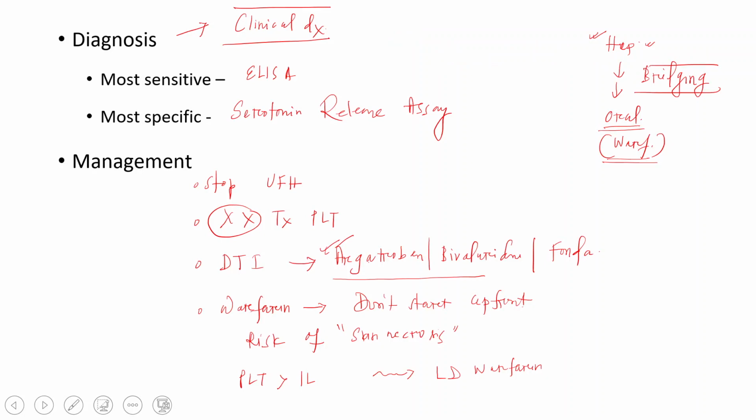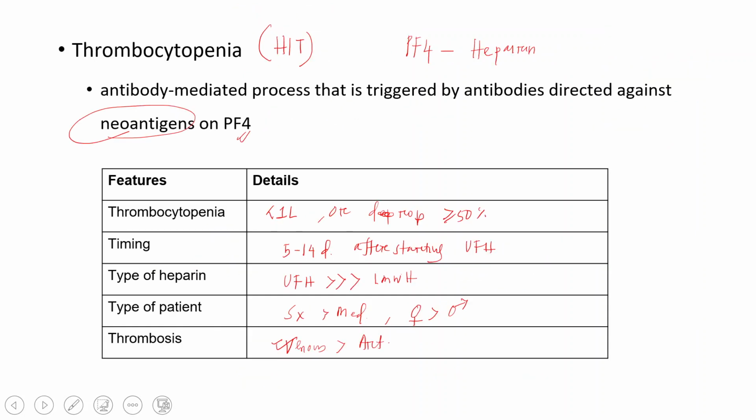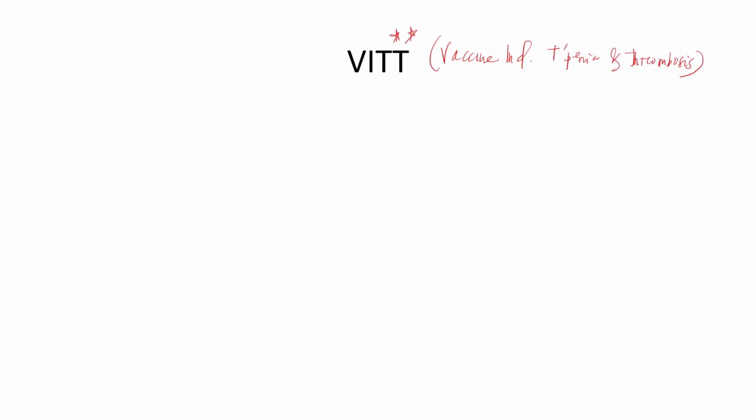This is an important concept that is given in the newer edition of Harrison. It was not there in the previous edition. You all must be familiar with this. This is known as vaccine-induced thrombocytopenia and thrombosis. Remember this HIT also, sometimes written as HITT, that is heparin-induced thrombocytopenia and thrombosis. Similarly, this is also vaccine-induced thrombocytopenia and thrombosis.